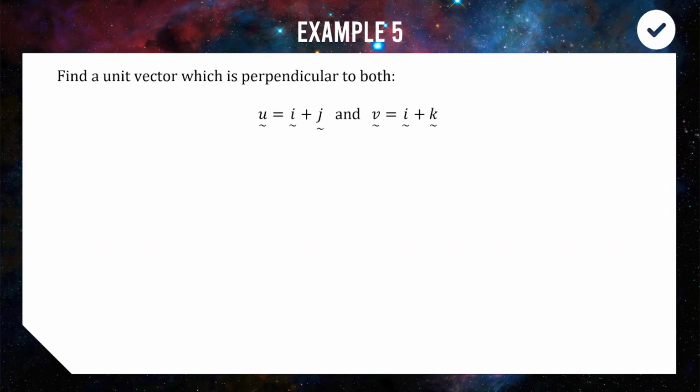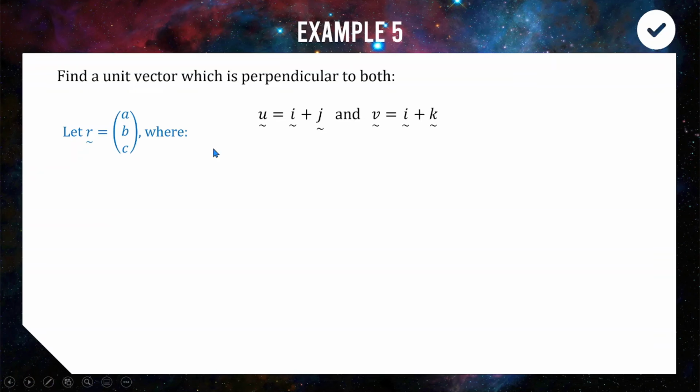Example 5. Find a unit vector which is perpendicular to both u and v, where u has an x value of 1, a y value of 1, and a z value of 0. And vector v has an x value of 1, a y value of 0, and a z value of 1. So let's call our vector a, b, c. a on the x, b on the y, c on the z.